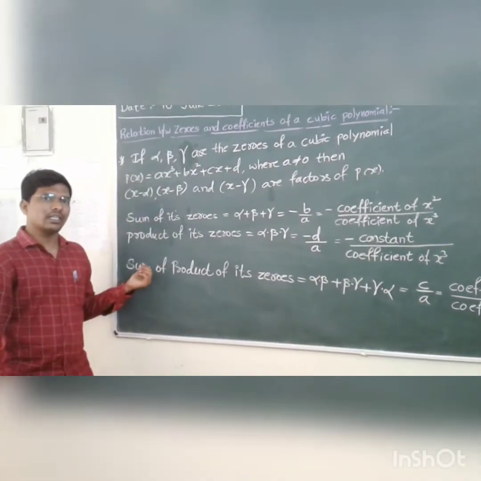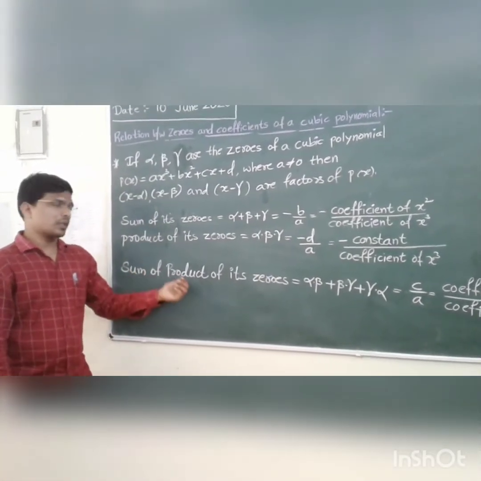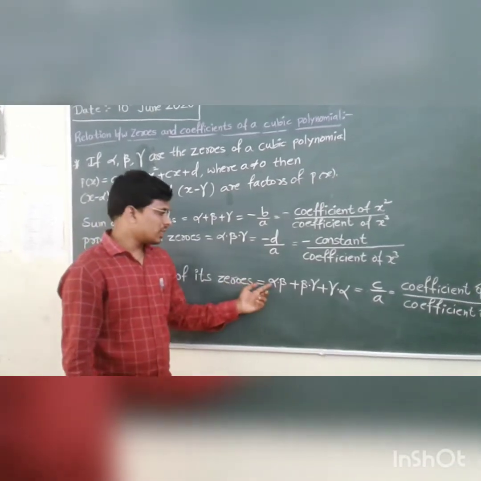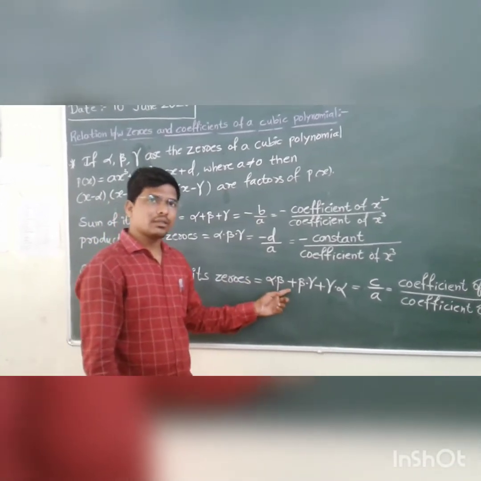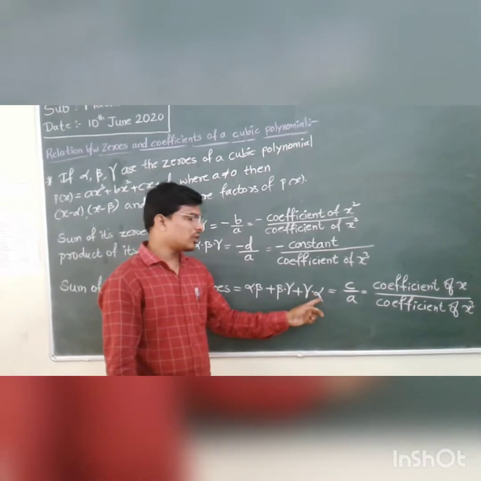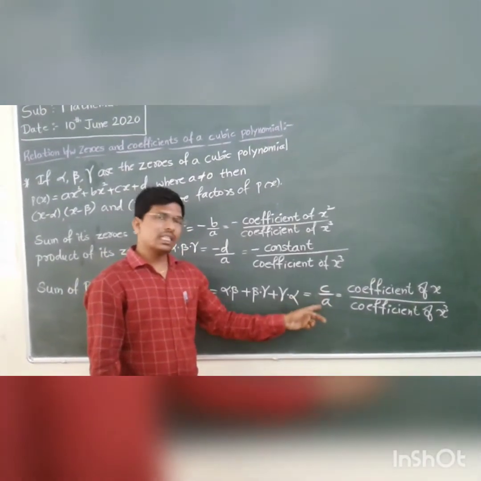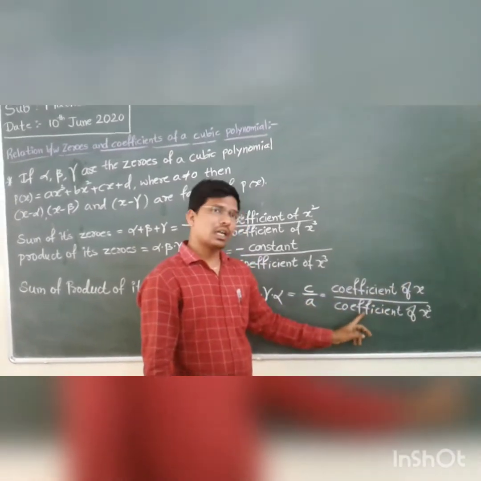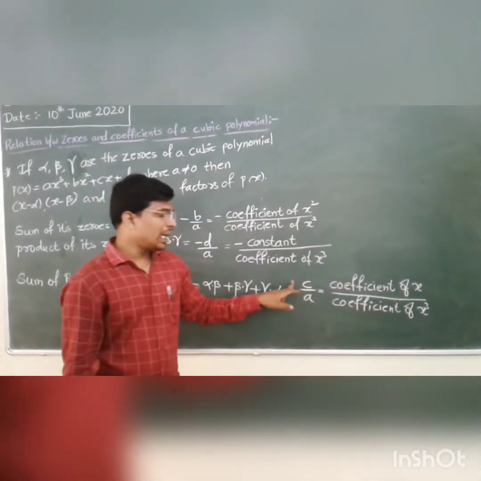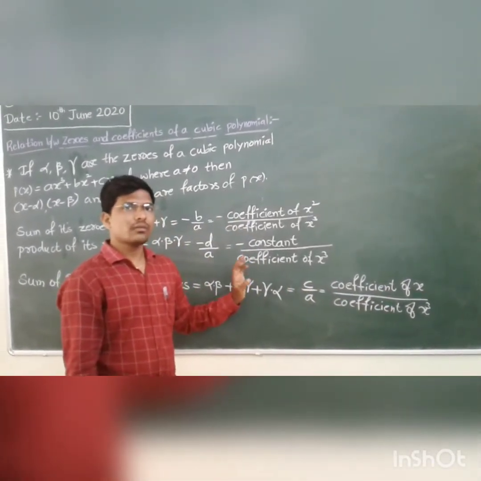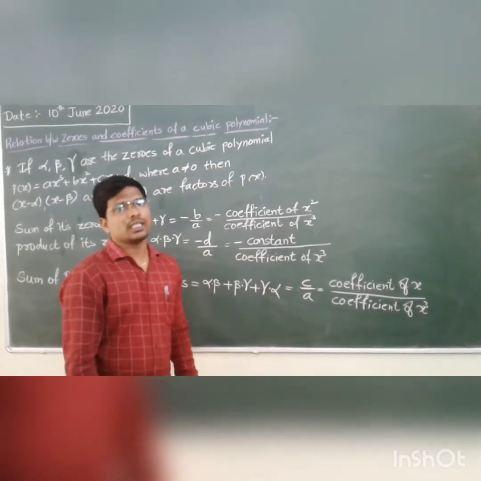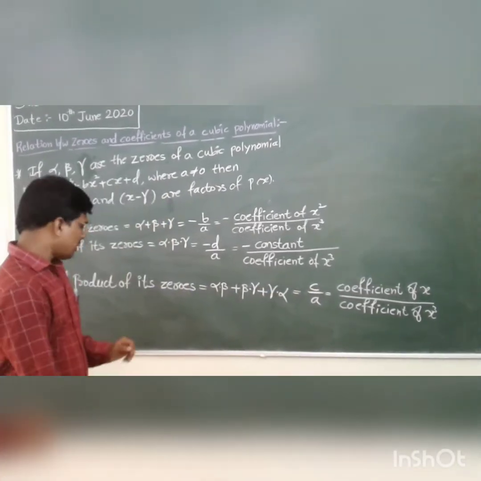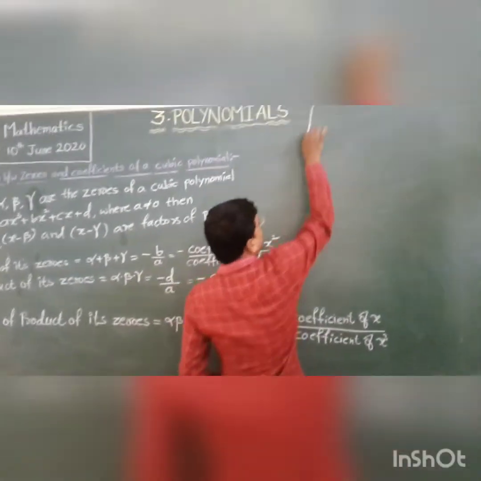Next, coming to the third relation, the sum of product of its zeros, that is alpha into beta plus beta into gamma plus gamma into alpha, is equal to c by a. So c is nothing but coefficient of x by coefficient of x cube. Here c is a positive term. Okay, c is a positive term. So that is for alpha, beta, gamma.